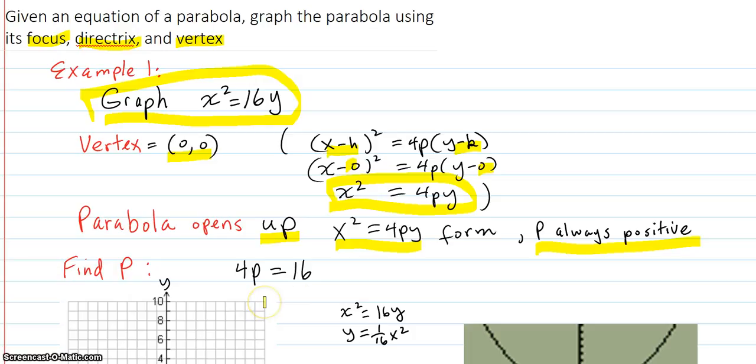Find p. Well, the form it's in is x squared equals 4py, and we have the 4p right there. So 4p equals 16, so p equals 4. P equals 4.